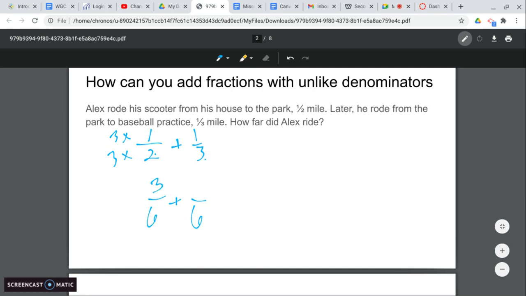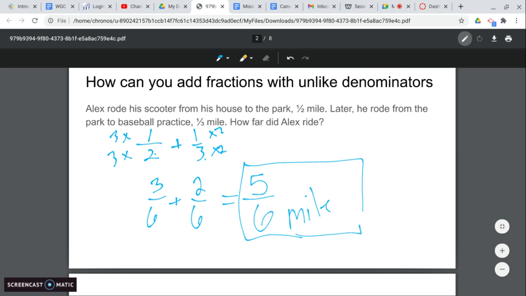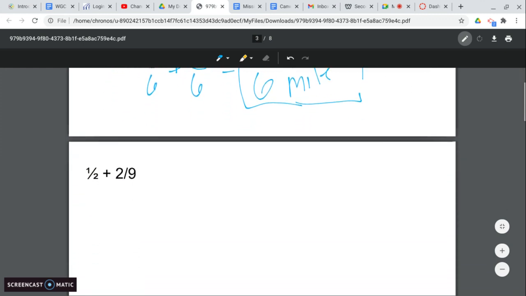What do we have to multiply 3 by to get to 6? We multiply by 2. So we end up with 2 here. So 3/6 plus 2/6. 3 plus 2 is 5/6. So he went 5/6 of a mile. So his total distance.